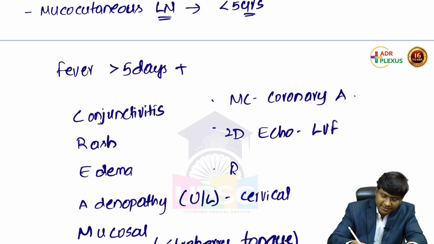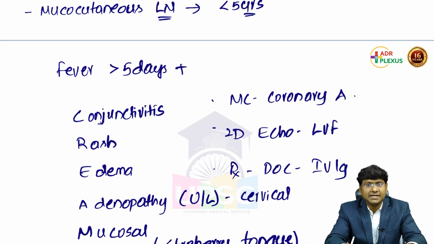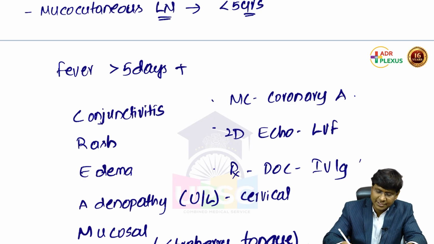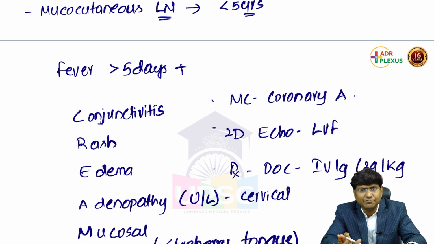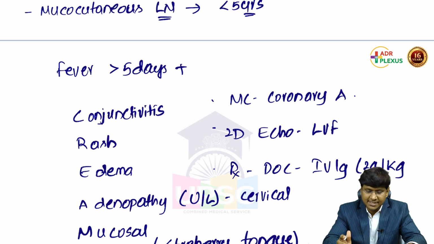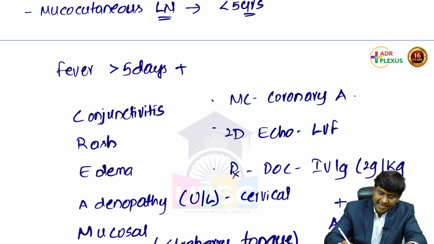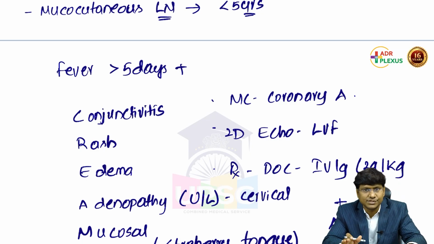And what is the treatment? The drug of choice in patients with Kawasaki disease is intravenous immunoglobulin, which should be given at a dosage of 2 grams per kg, right? 2 grams per kg as a single infusion over 10 hours. And along with that, you need to add aspirin, mainly to prevent coronary artery thrombosis.